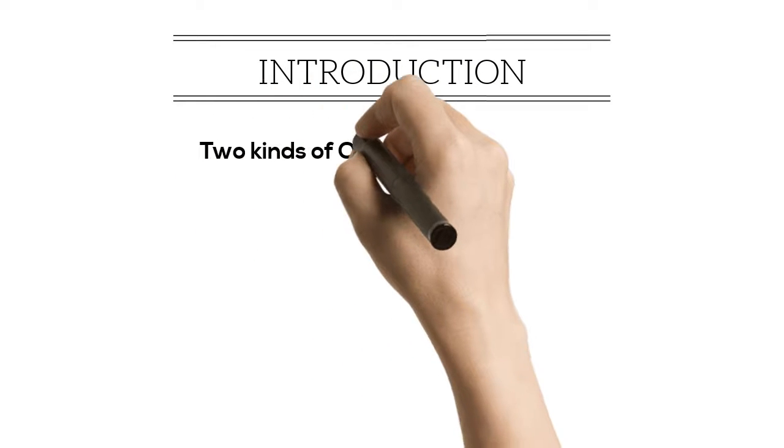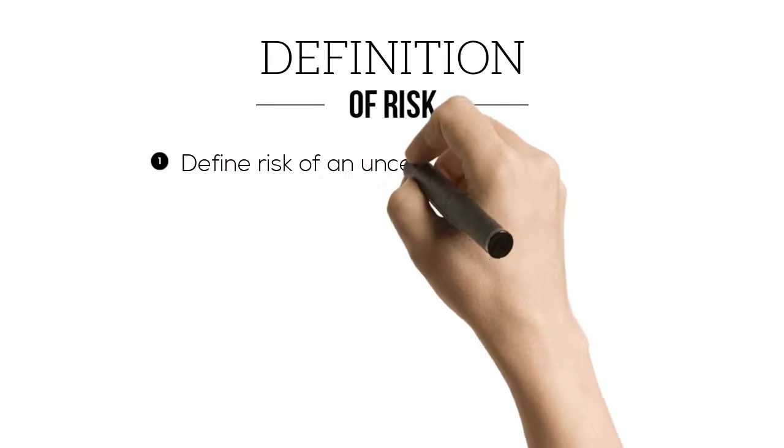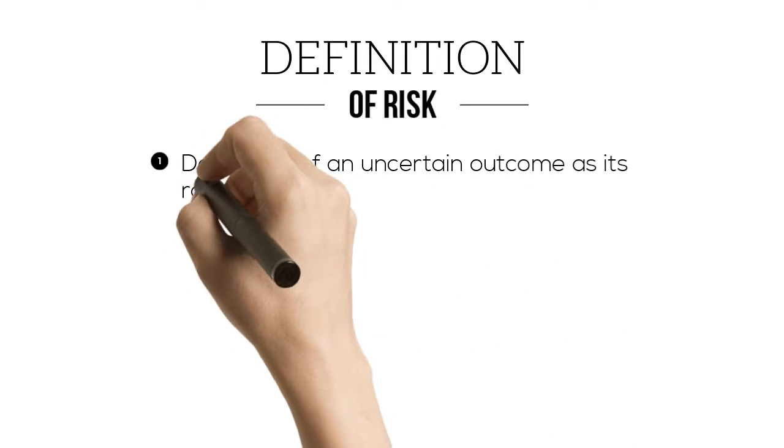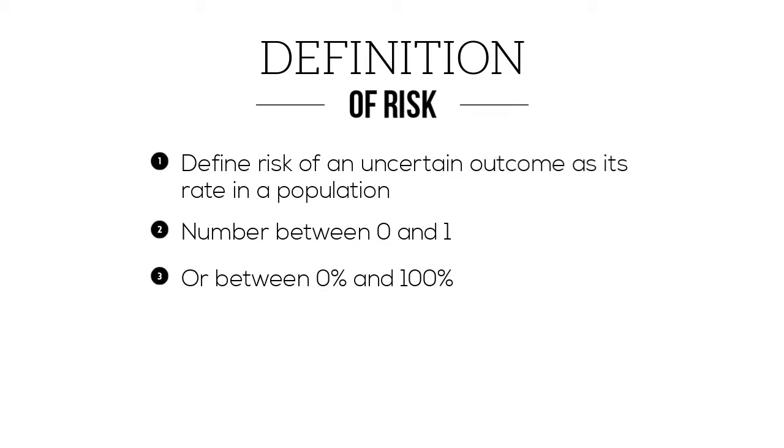Now we will look at two kinds of observational studies that feature prominently in studies of risk of all kinds of undesirable outcomes, be it diseases or financial crisis. Two key concepts of this chapter are risks and odds. We will define the risk of such an uncertain condition as its rate in the population. So a risk is a number between 0 and 1, or between 0% and 100%.